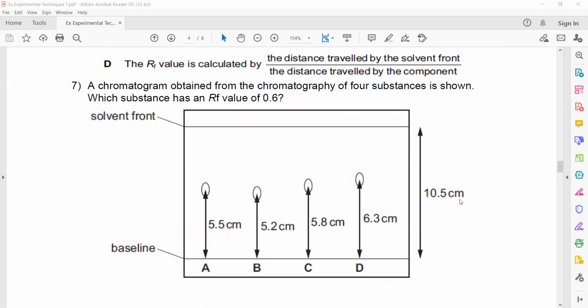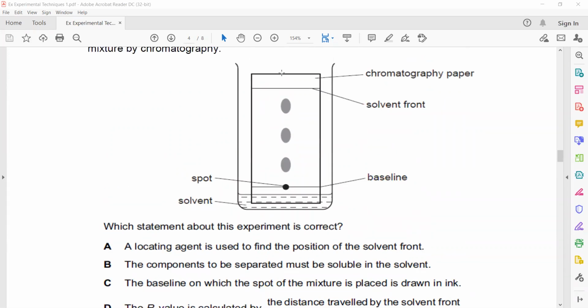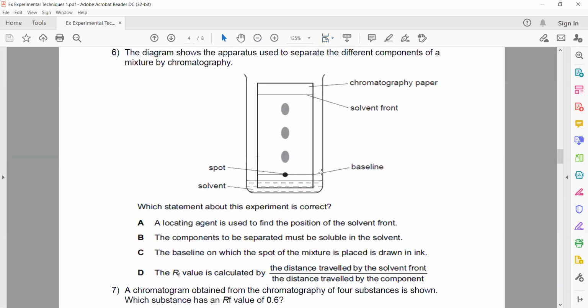What's your question, Abdullah Sarfraz? You can use a mic to ask your question. Yes, sir. My question is that in Google it's written that solubility does not affect the distance.